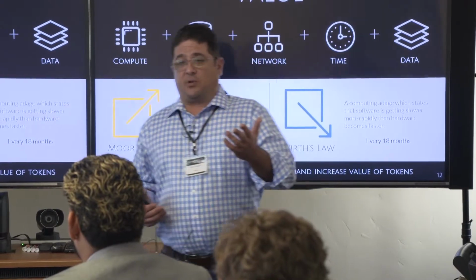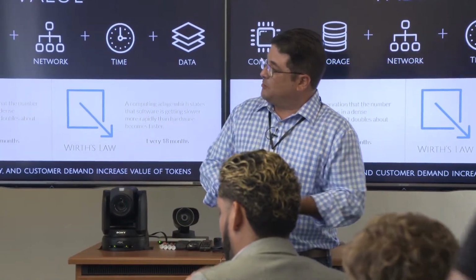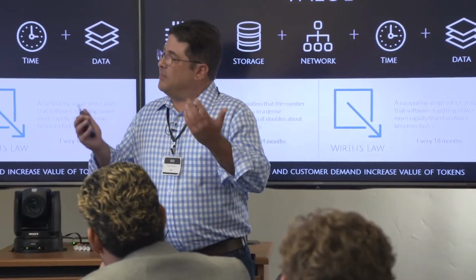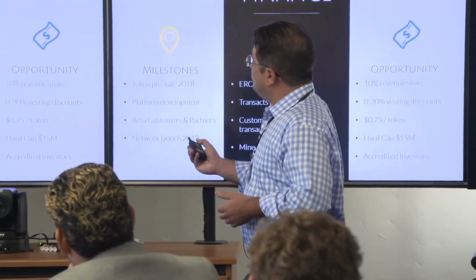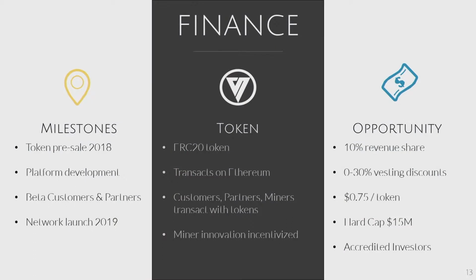Now obviously it also takes into account the basics, supply and demand. There's a finite amount of tokens, limited supply. We're pushing our customers to buy as many as possible, so all that drives up the value. So when it comes to our milestones for the next year, we're building out the network. We're focusing on signing up our beta customers and partners, and we plan to launch the network in 2019.